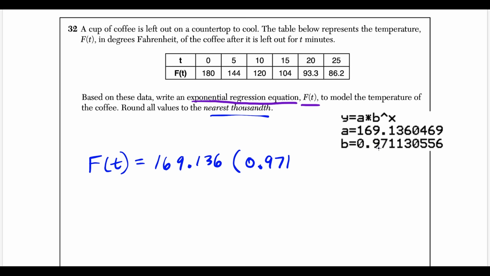And we stop here because this is the thousandths place, and 1 unit to the right here is a 1, so we're rounding down. And now remember, we're not going to tack on x, we're going to say t to the power here because this is a function of t.